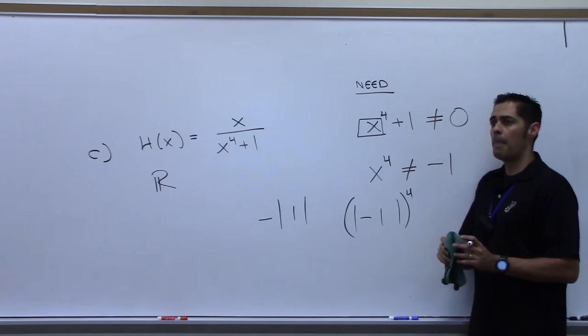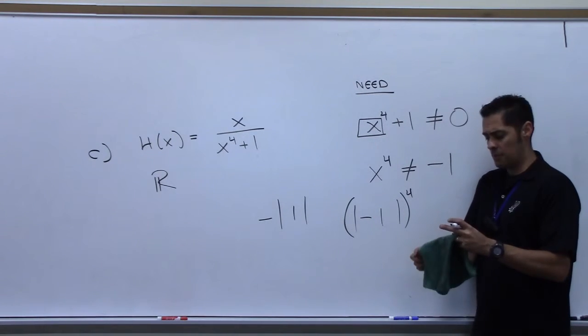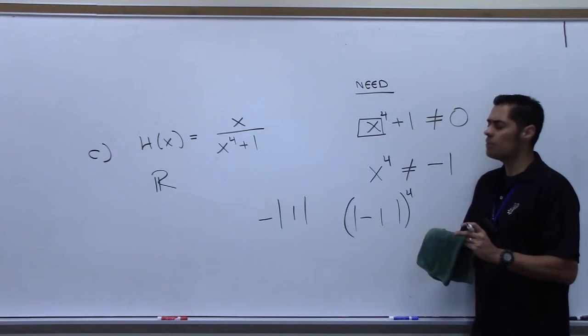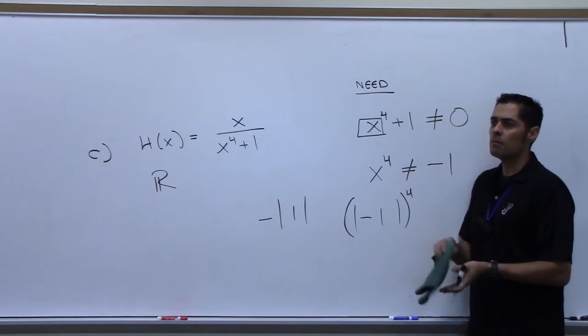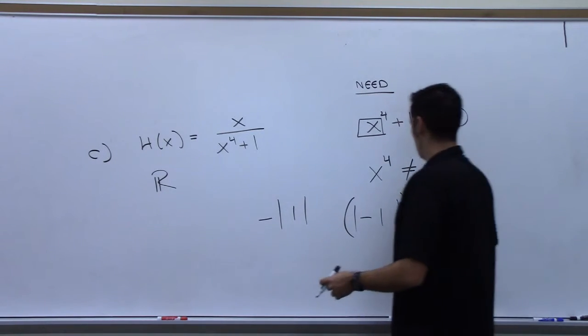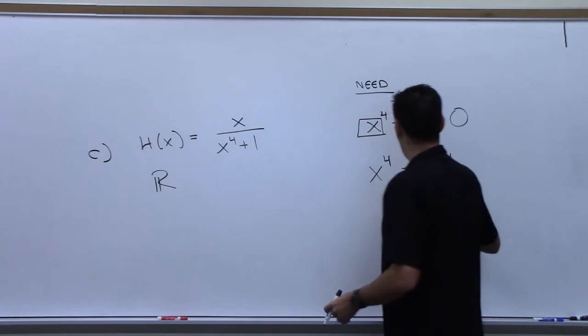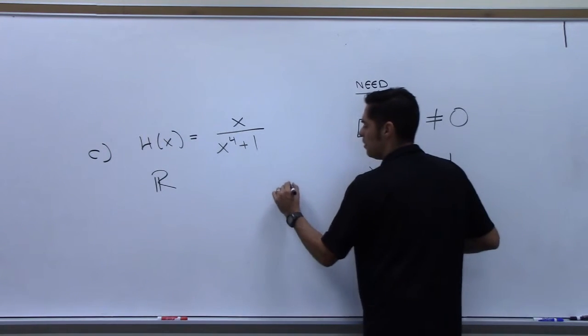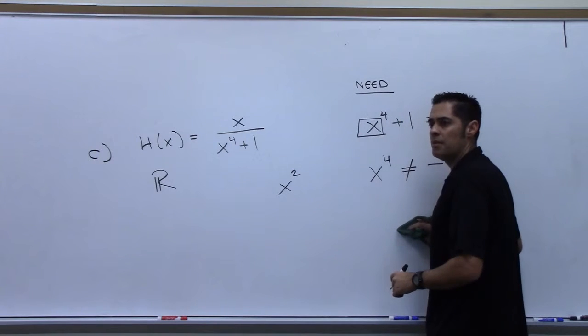At the risk of sounding dense, how did you come up with the negative 1? How do you know that it can't be negative 1 for x to the 4th? Okay, what about this? If you square a number, what are you guaranteeing me? If I take any number and square it, the answer has got to be what? Positive.